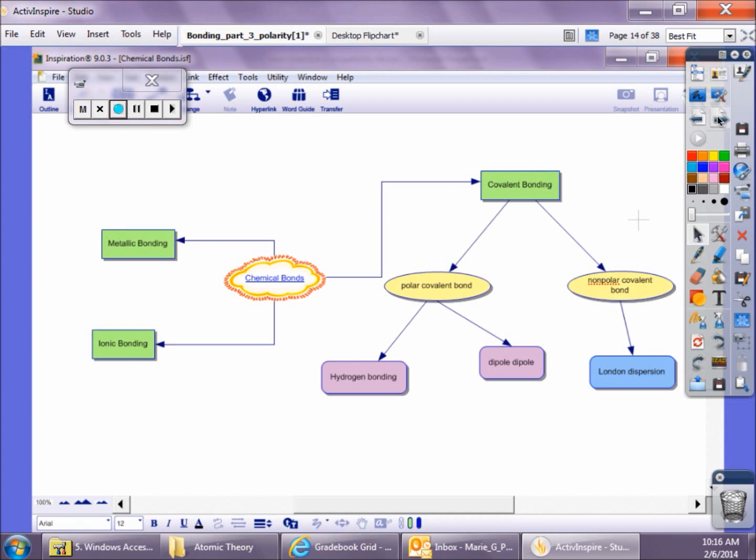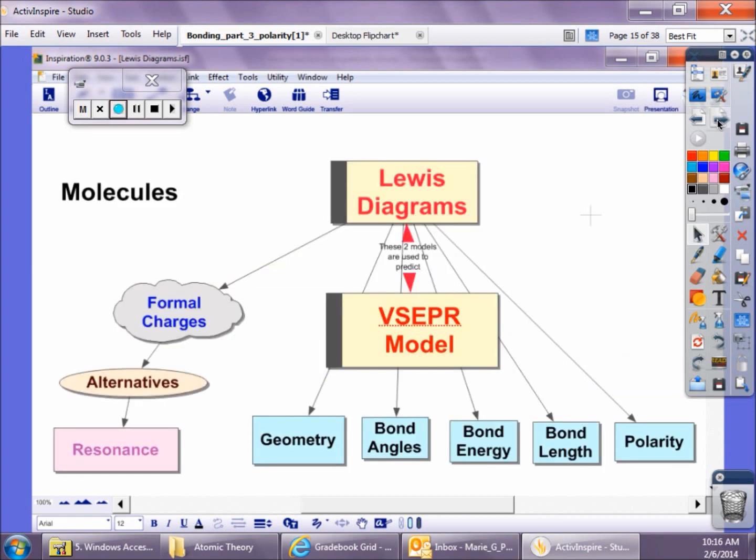All right, so we already covered the three different types of bonds. Today we are going to divide covalent bonds into polar covalent bonds and non-polar covalent bonds. So I will move on since you can copy it later on. This is another graphic organizer I have made for you.